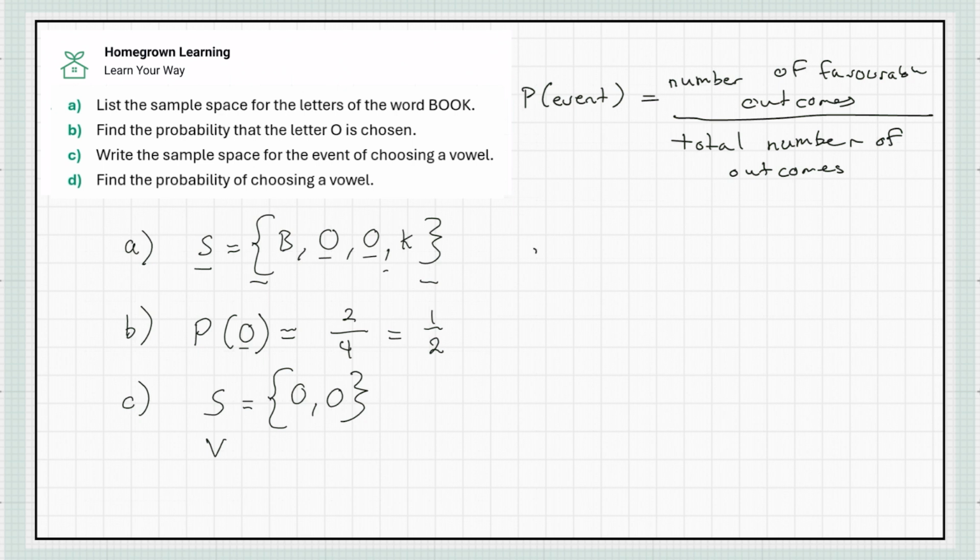Let's look at D now. Find the probability of choosing a vowel. So the probability of a vowel is equal to, well, the number of favorable outcomes, which is 1 and 2, divided by the total number of outcomes, which again is just 4. Okay, again, this simplifies to a half. Alright, let's have a look at another one.